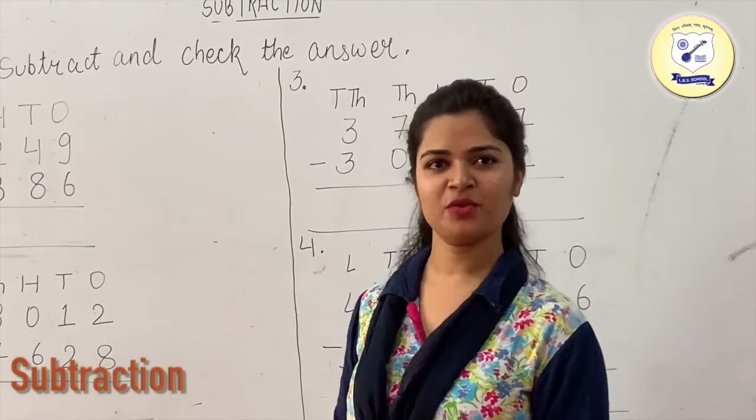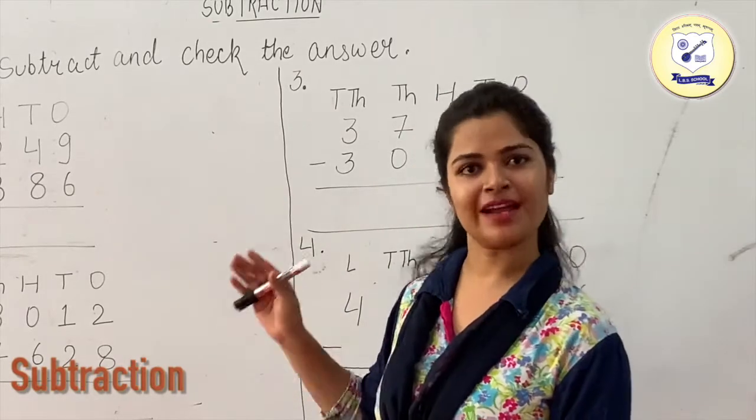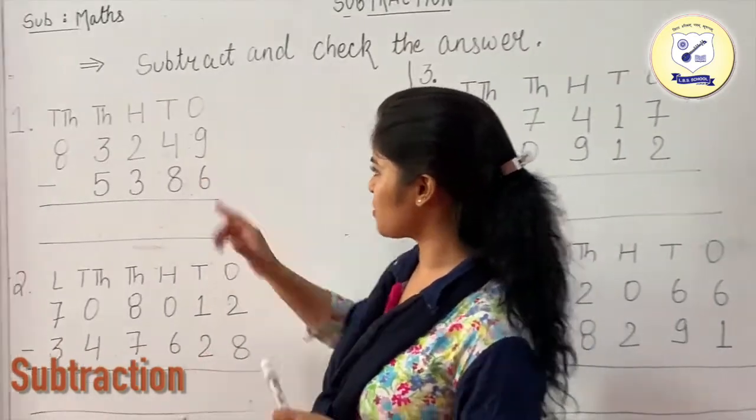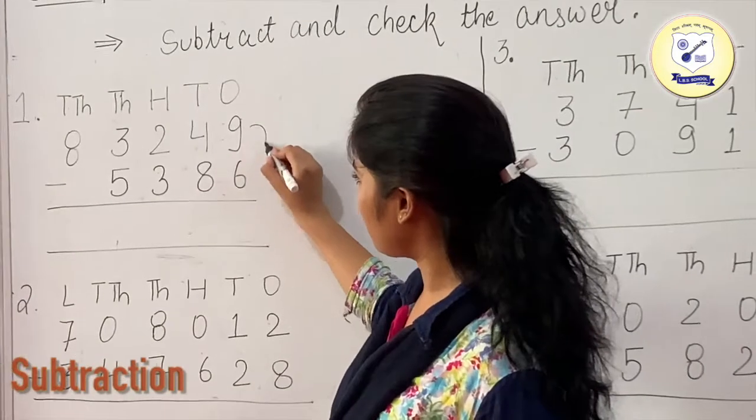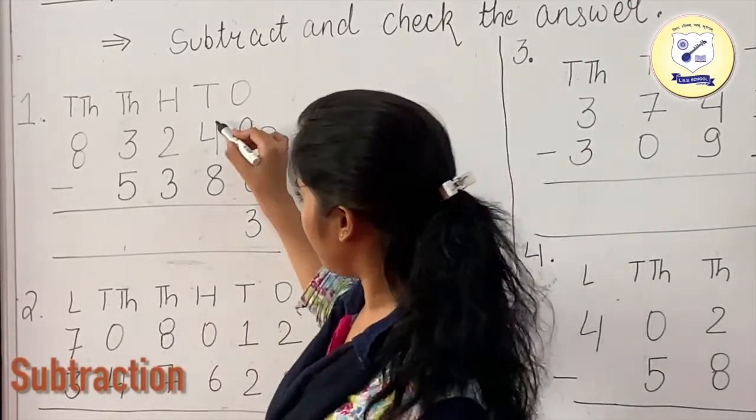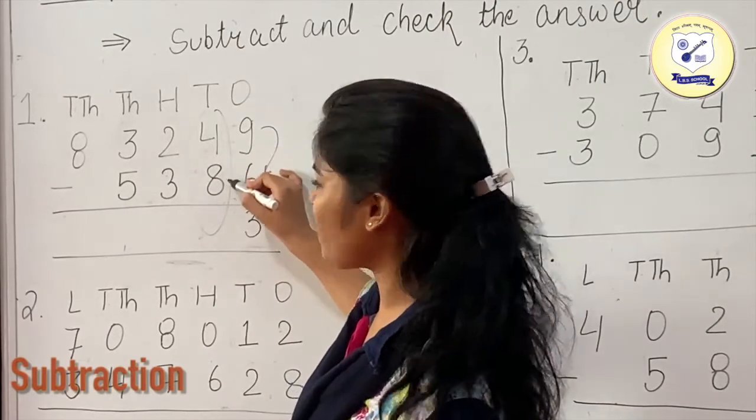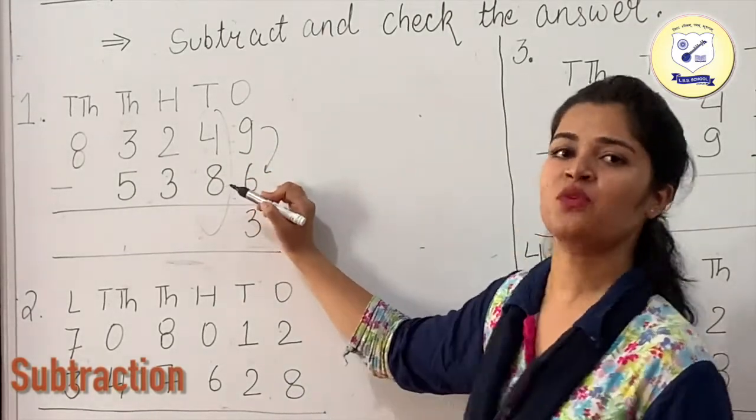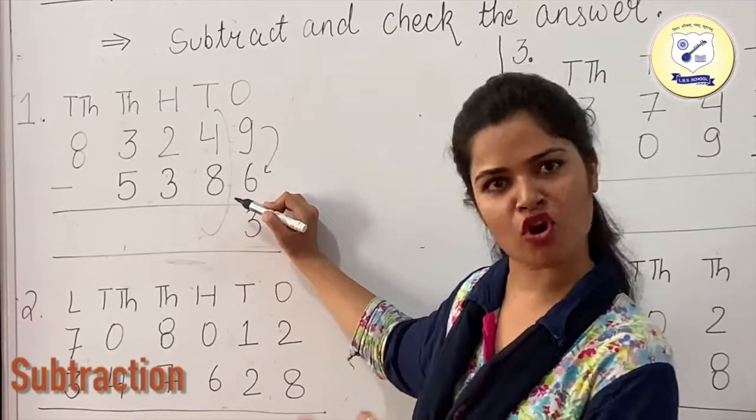So now we are here with another topic, which is subtract and check the answer. So this is our first question. 9 minus 6, it would be 3, as I have told you earlier. And here we are having 4 minus 8. I have told you earlier that we cannot subtract a larger number from a smaller one.